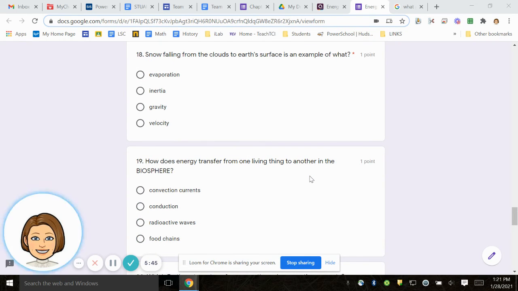Number 18. Snow falling from the clouds to Earth's surface is an example of what? Evaporation, inertia, gravity, velocity. Number 19. How does energy transfer from one living thing to another in the biosphere? Convection currents, conduction, radioactive waves, or food chains?